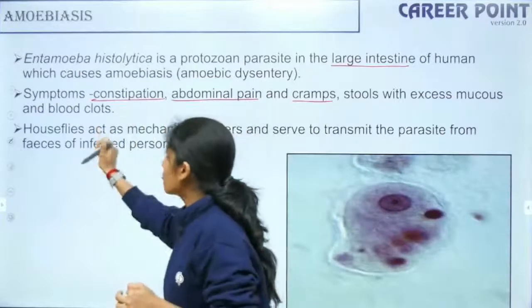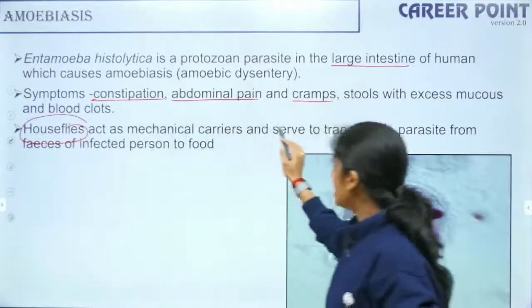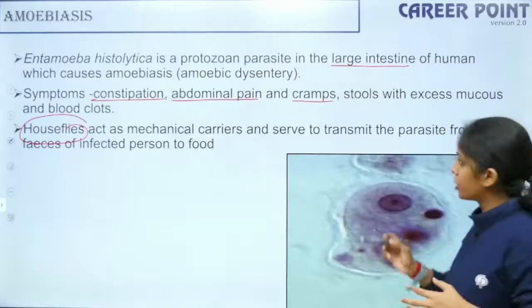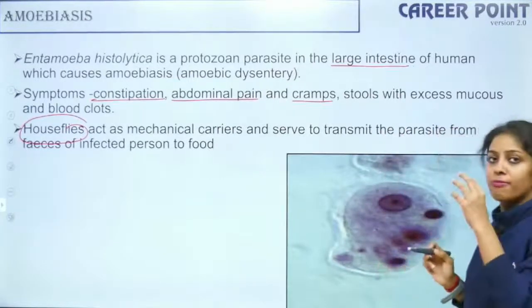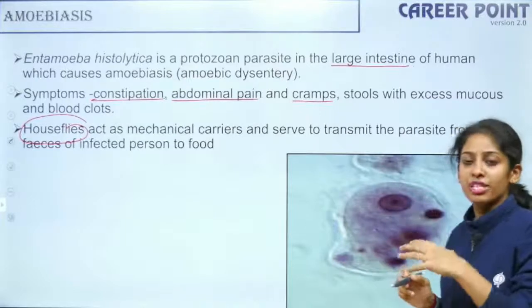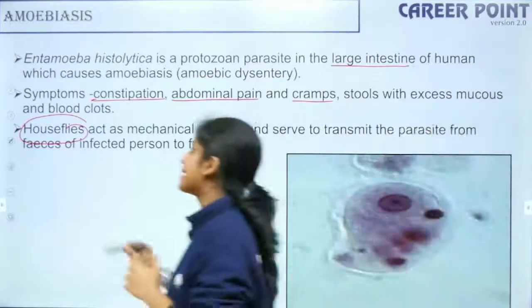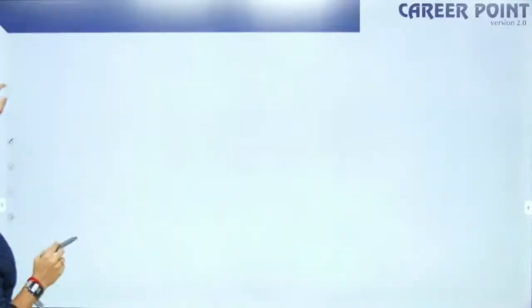Okay, so houseflies here act as mechanical carriers. So through houseflies also you can catch this infection, and it serves to transmit the parasite from the feces of an infected person to the other or to the food. So here housefly is an important concept. So let's quickly move forward.